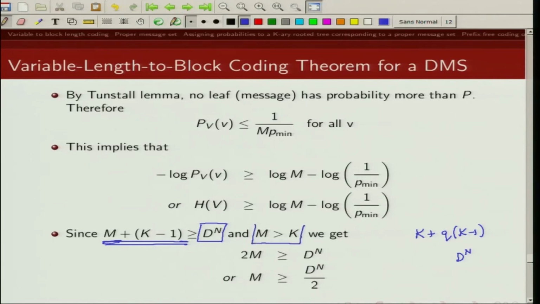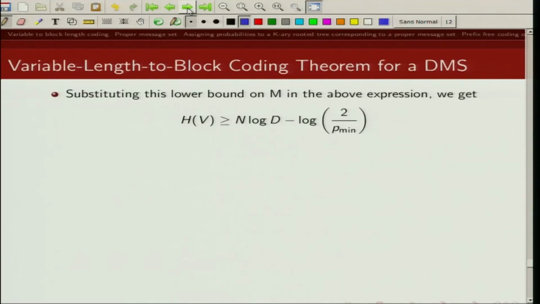and of course our number of messages m is more than k. So from this relation I can write that 2 times m is greater than or equal to d raised to power n. So m is greater than or equal to d raised to power n by 2. Now I plug this one in here. So if I plug this in here, what I get is that the leaf entropy is lower bounded by this quantity.